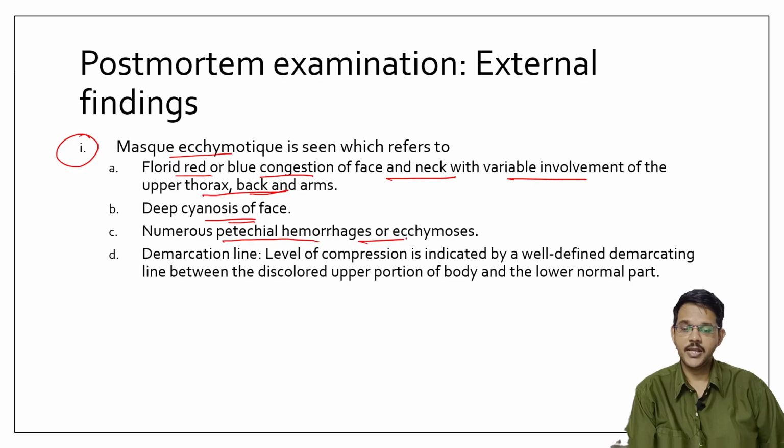Numerous petechial hemorrhages and ecchymoses are seen on the face and neck. There is a typical demarcation line where the level of compression is indicated by a well-defined demarcation, at the chest, above the limbs. Above the chest, cyanosis will be present; below the chest, the body will be normal. The demarcation line will be seen between the discolored upper portion of the body and the lower normal part. Above the part where the compression is present, it will be cyanosed; below that, it will be normal. These features are called mask ecchymosis.